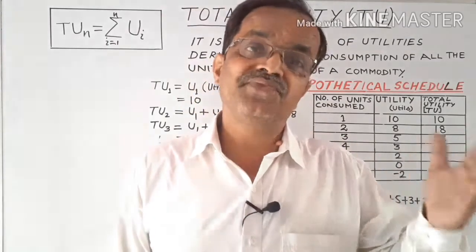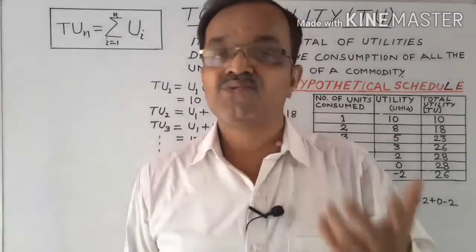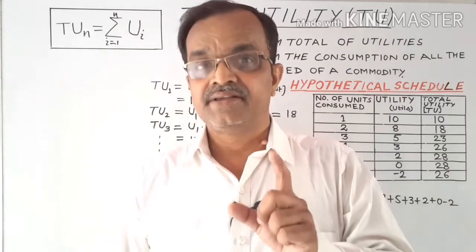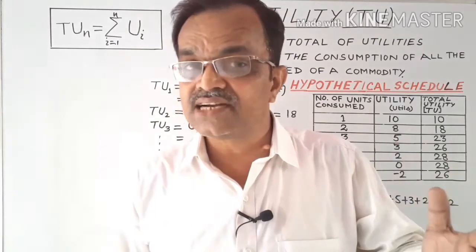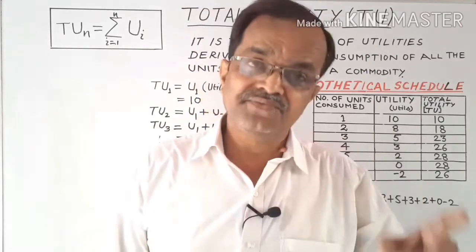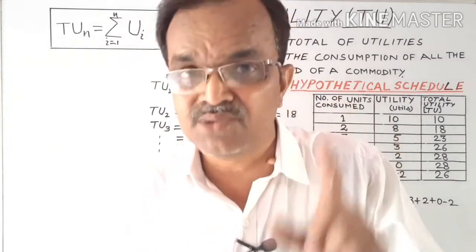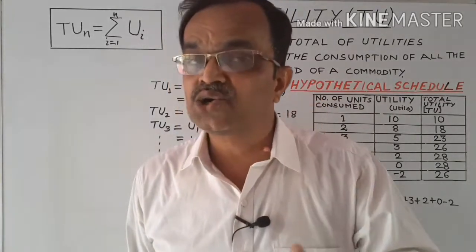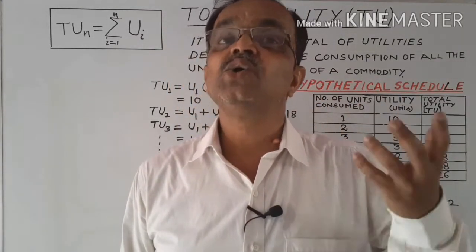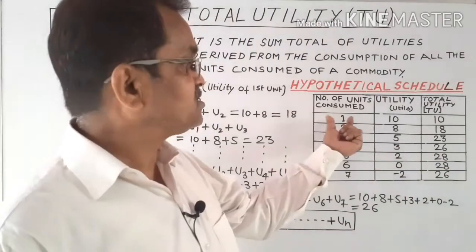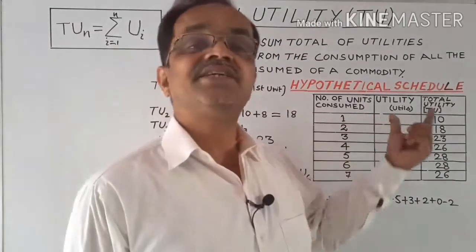At the time of the first unit of consumption, what is the observation? Because he is hungry, the need for that first unit of roti is at its maximum, and therefore the consumer will get the maximum satisfaction from the consumption of the first unit of that commodity, which is taken to be roti here. Look at the schedule now. First unit, let it give 10 utils.